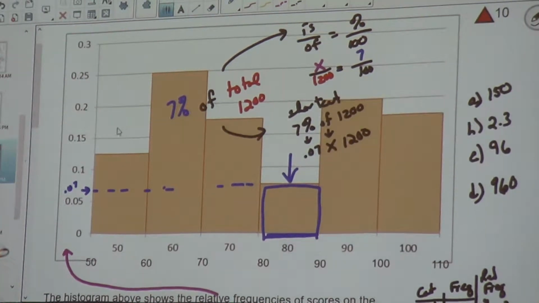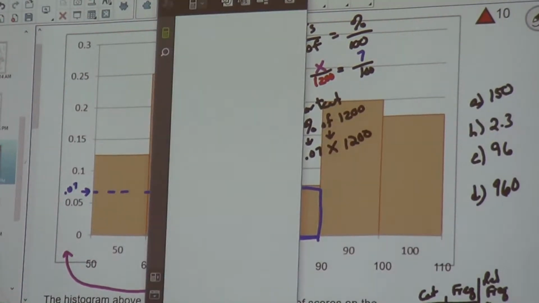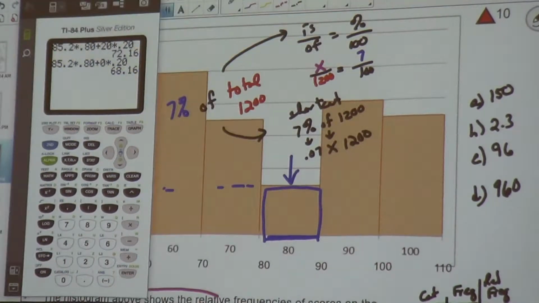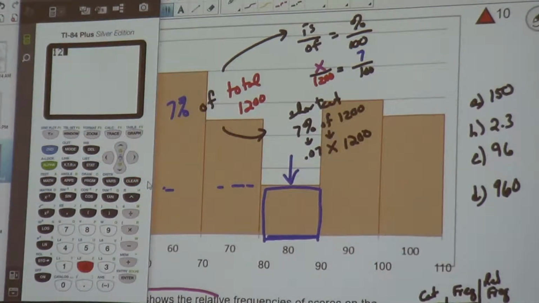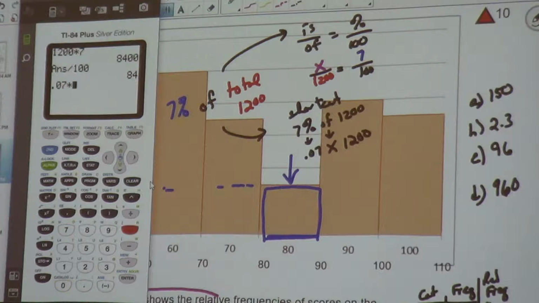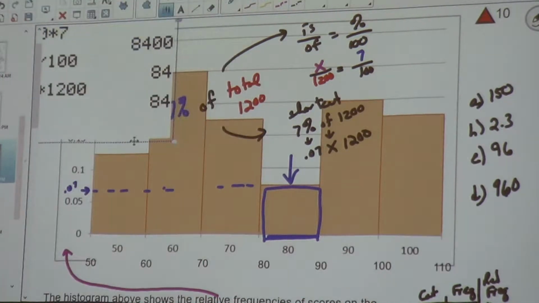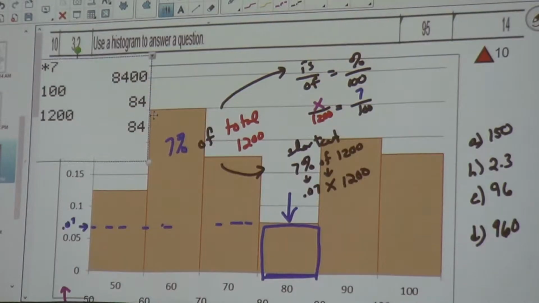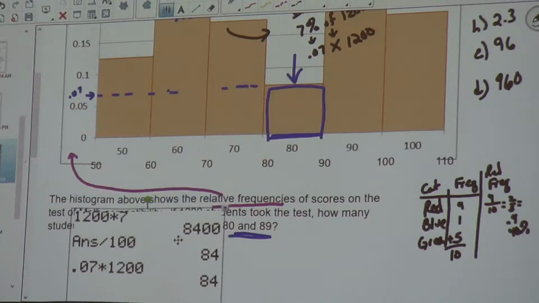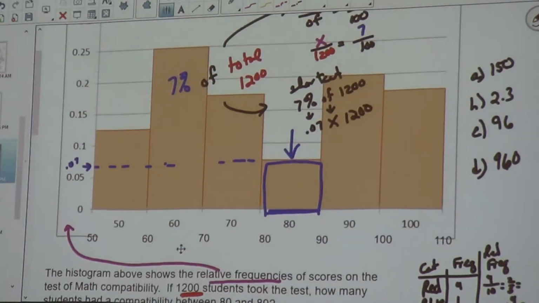So just to show you, for the first way, if I do 1200 times 7 divided by 100 is 84. The second way is going to be 0.07 times 1200, which is 84. Now, I go to my little answer choices. Do you agree that 84 is not my answer choice? I have nowhere to put this. I'll put it down here. But do you agree that there's only one that's in the vicinity?